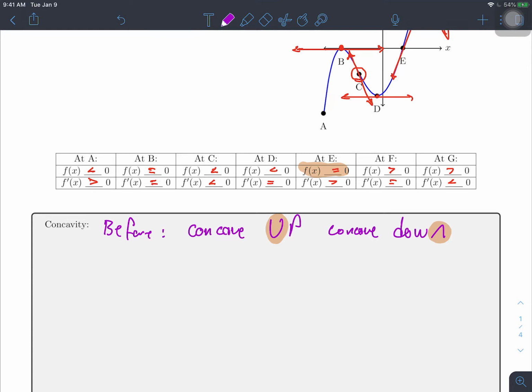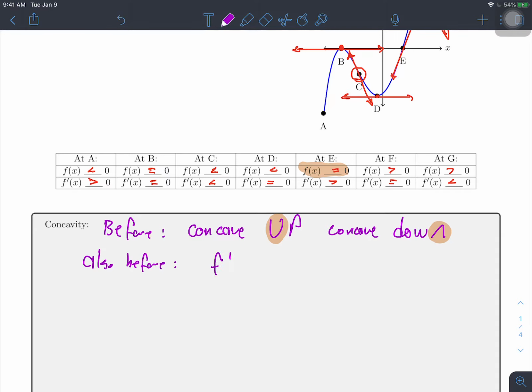Okay, so if it's looking like a U, then it's concave up. If it's looking like an N, then it's concave down. And that's sort of a wishy-washy definition. So now we're going to give a more reasonable definition. We also had before, I just want to remind you of this.